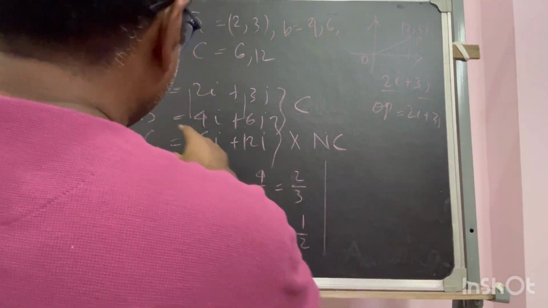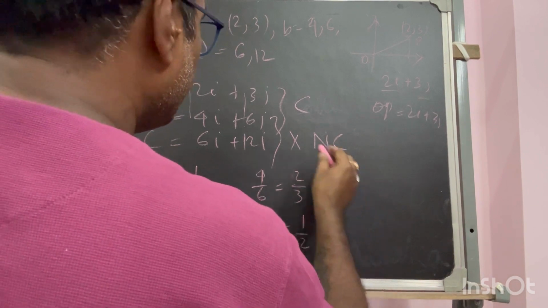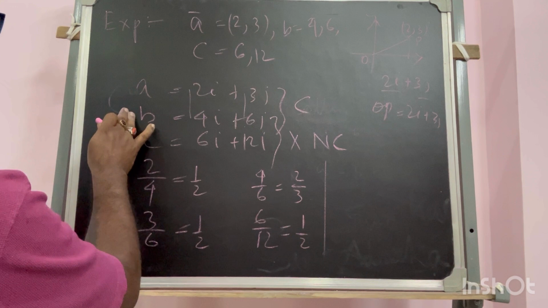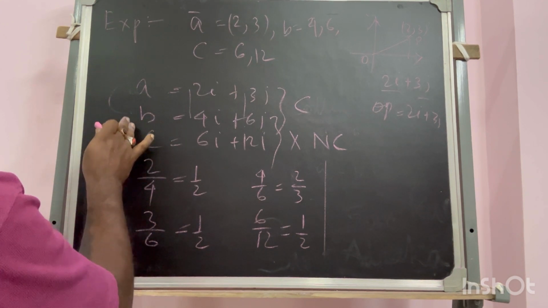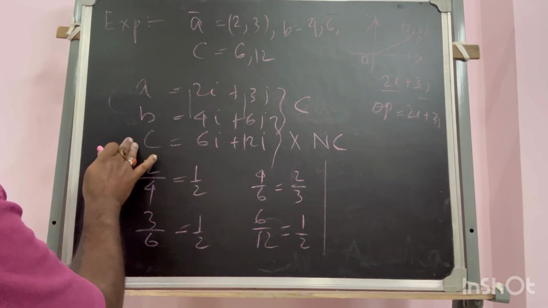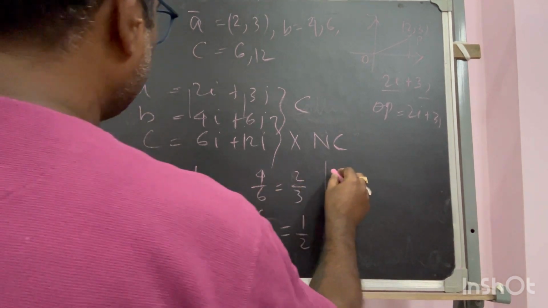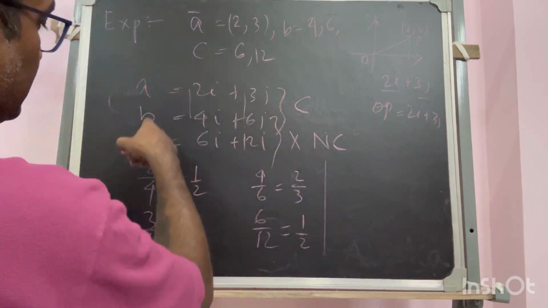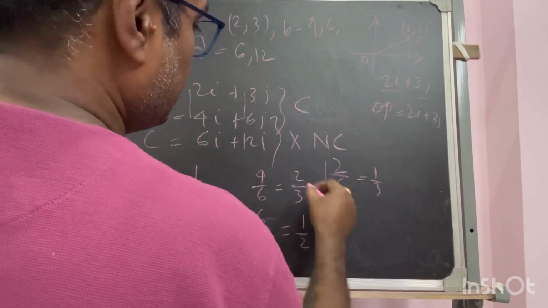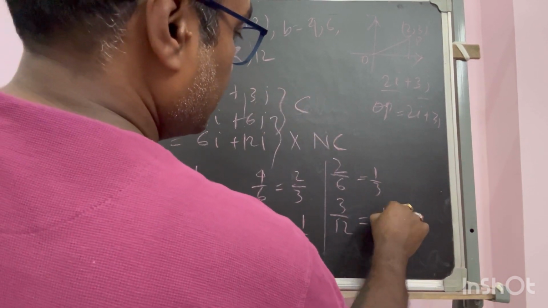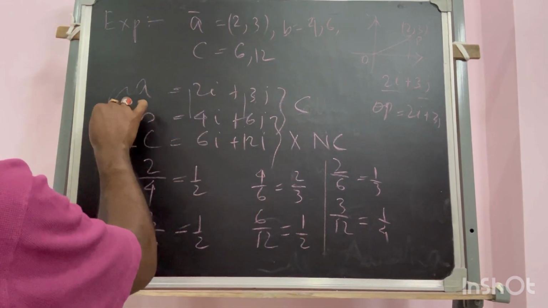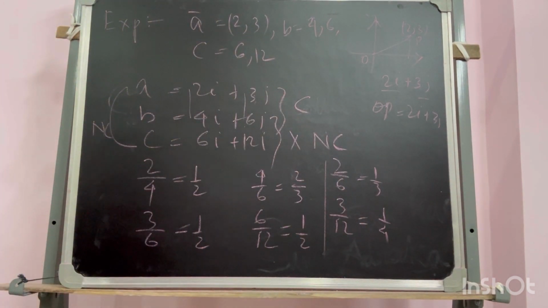Now talk about A and C together, then definitely it should not be collinear, because A and B are collinear. If B and C are non-collinear, B is like A, and B is unlike C, so A should be unlike C. Let me prove it. If I take A and C together, 2 by 6 is equal to 1 by 3. Now 3 by 12 is equal to 1 by 4. So these are not equal, so A and C are non-collinear. Okay, so that can be proved.